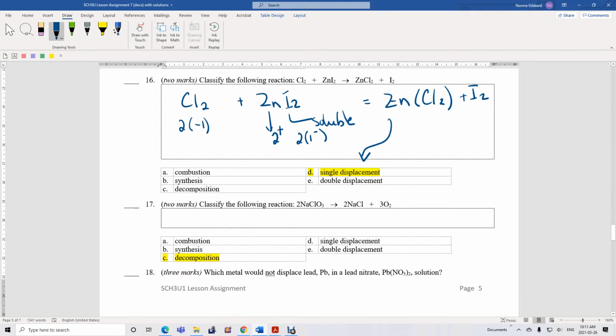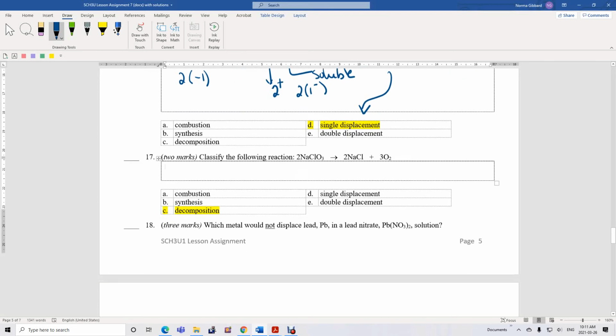Okay, now in this question, number 17, by looking at this, we see that the NaClO3 is broken down into two components. So this is decomposition.